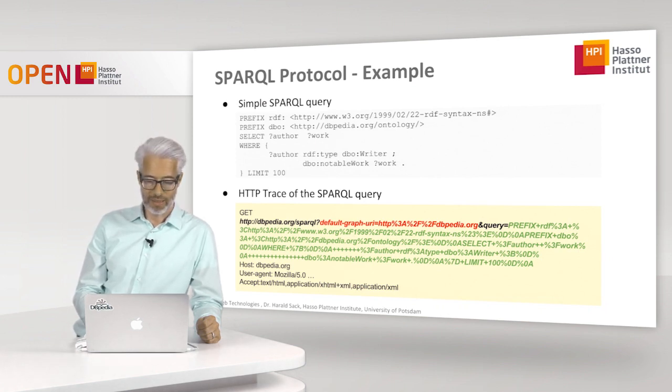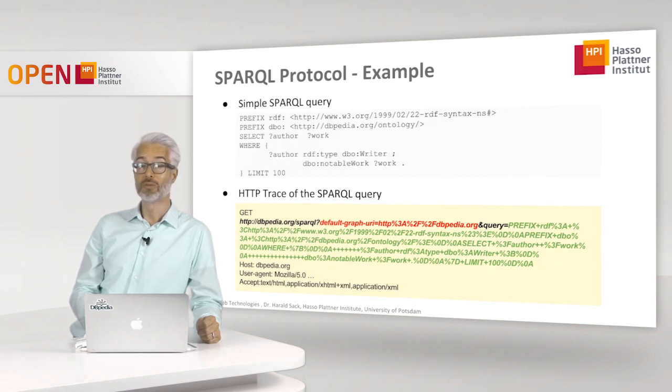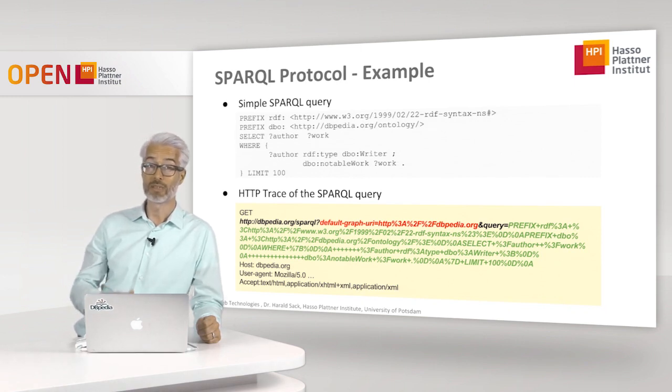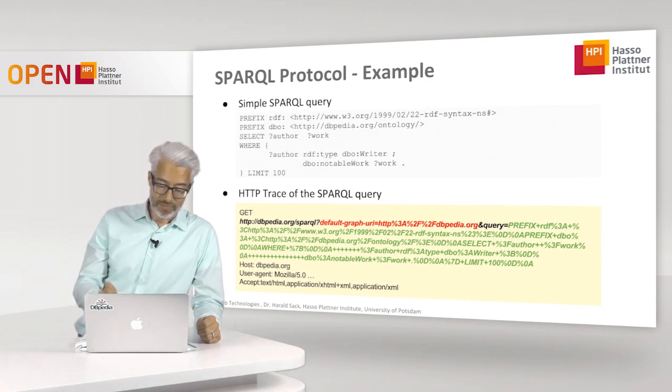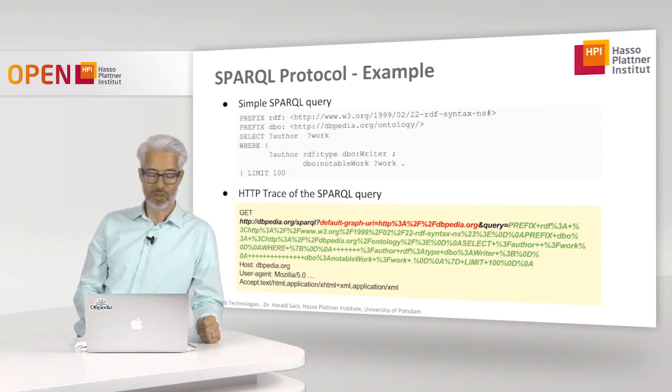So the URI again consists of the DBpedia SPARQL endpoint, then the DBpedia graph in red that we want to query, and then comes the query in green. So this is simply the URL encoding of the query you see here above in the gray box that you see here in green. And then in the rest of the HTTP request, you see the host that is queried, which is dbpedia.org. You see the user agent that I am using, and you see what I accept as an answer, which will be text HTML or application XHTML or XML.